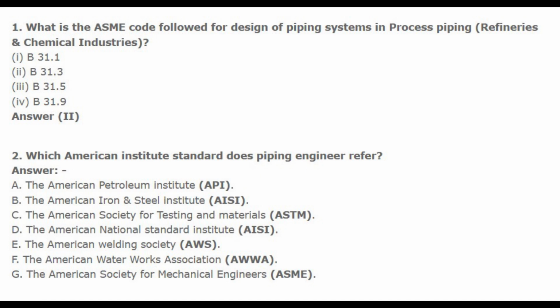Number 2. Which American Institute standard does a piping engineer refer? Answer: API, the American Petroleum Institute; ISI, the American Iron and Steel Institute; ASTM, the American Society for Testing and Materials; ISI, the American National Standard Institute; AWS, the American Welding Society; AWWA, the American Water Works Association; ASME, the American Society for Mechanical Engineers.